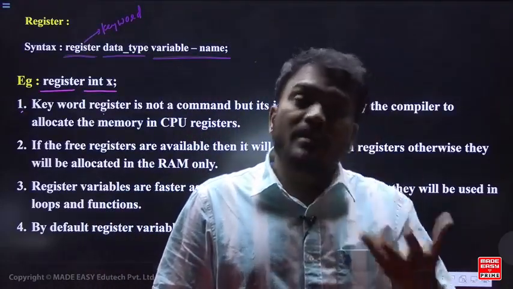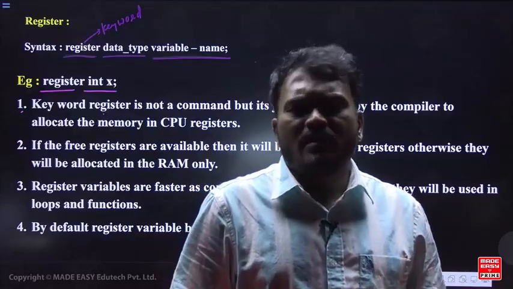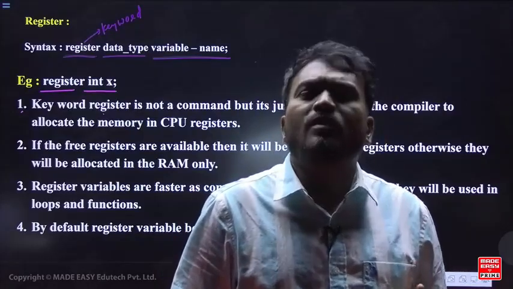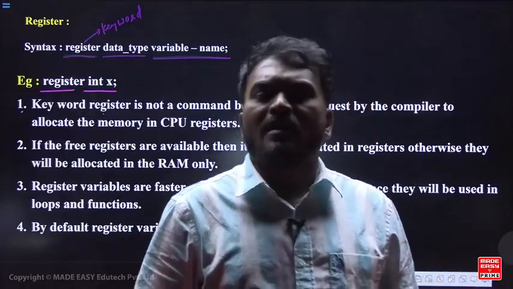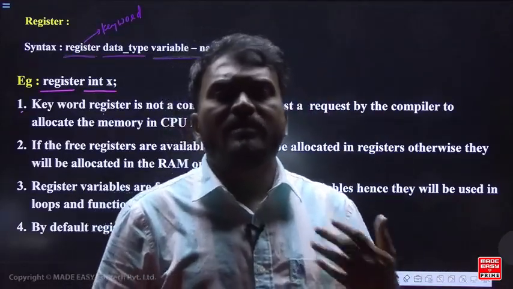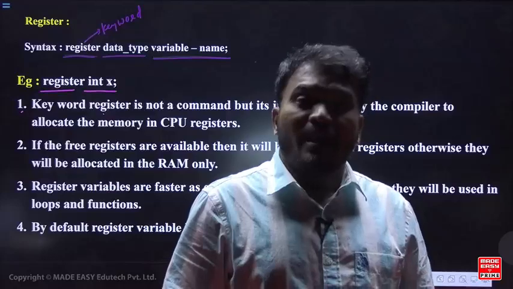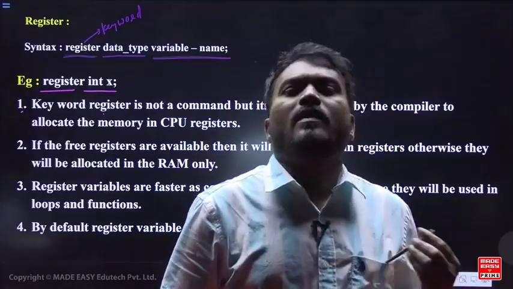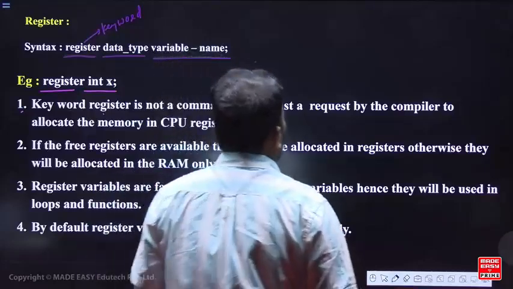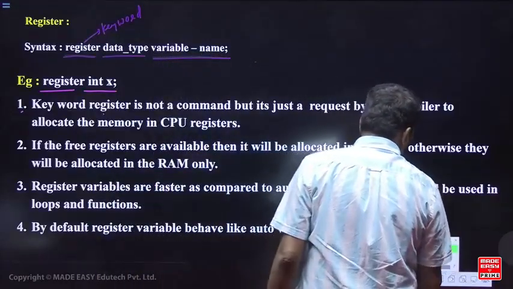Right. So it means register variables are faster compared to auto variables. Obviously, this is a matter of common sense. Because a register has faster access compared to your main memory. So register variables are faster compared to auto variables, and that is the reason they are used in loops and functions. Like this, for example, you have a for loop.